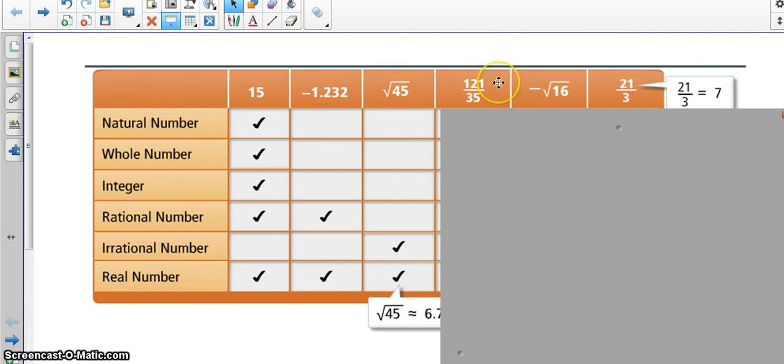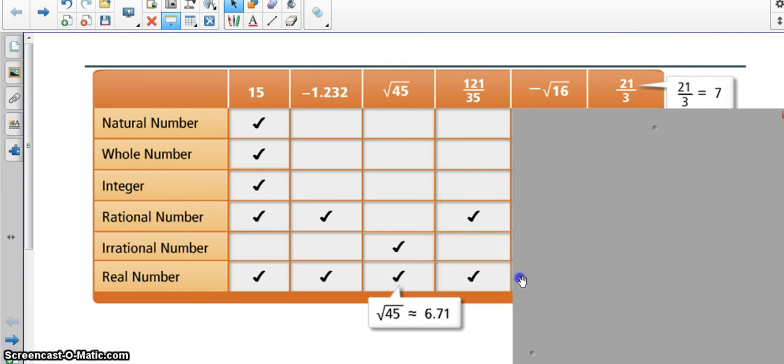Alright, the next number, 121 over 35. 121 over 35 is written as a fraction. All numbers that are written as a fraction are automatically what? Rational. Okay.